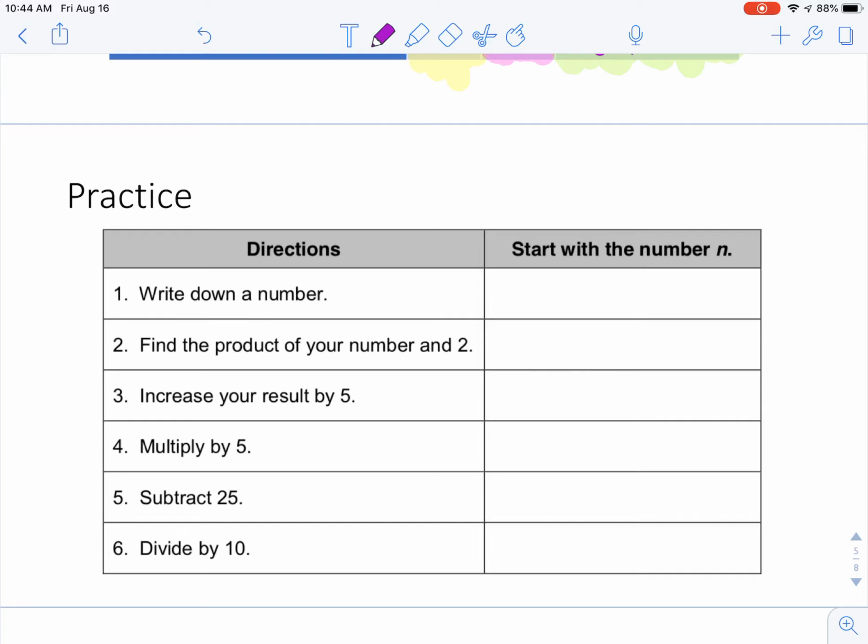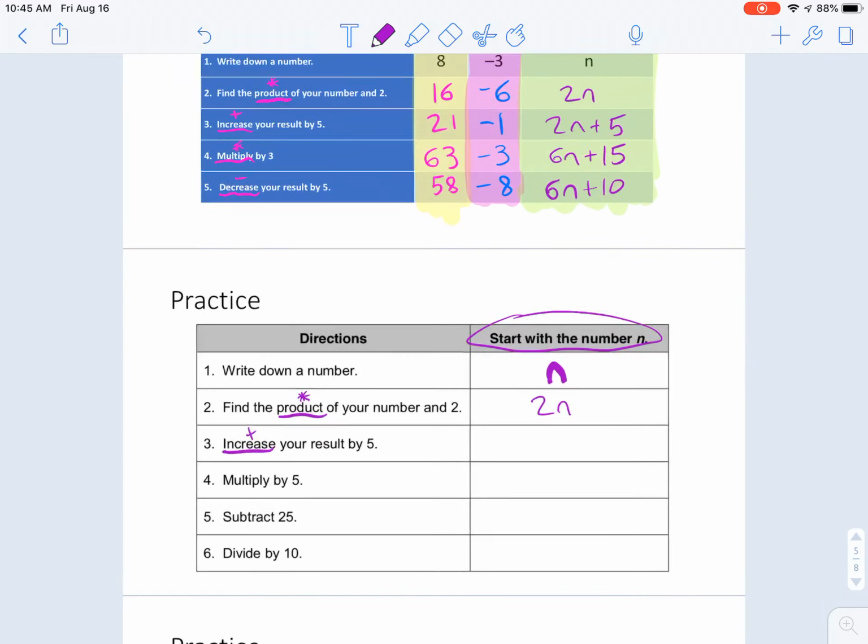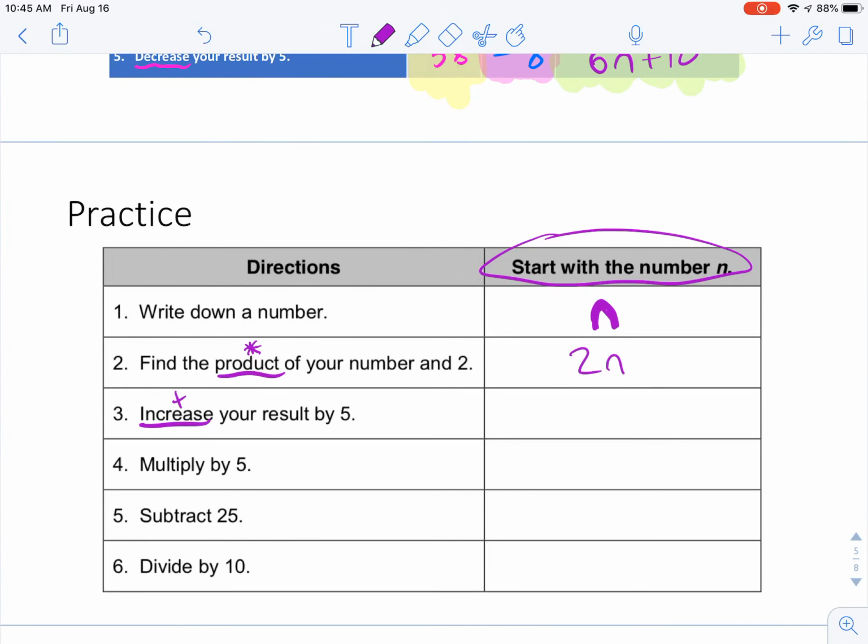All right, so I'm assuming you're back and we're going to walk through this problem. Write down a number. They tell us here to start with the number n. So I'm going to start with the number n. The product means multiplication. The product of my number n and 2 is 2n. Now they ask me to increase my result by 5. Increasing is adding 5. It's really similar to that last problem. We're going to increase our result by 5. Well, I can't add 5 to the 2n. I just put them next to each other: 2n plus 5.